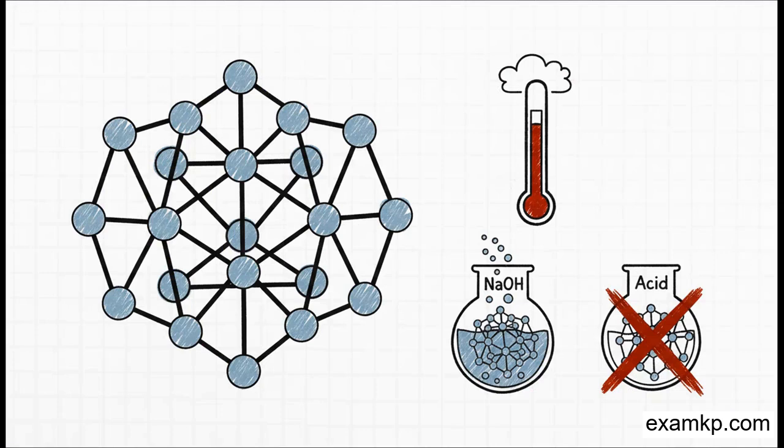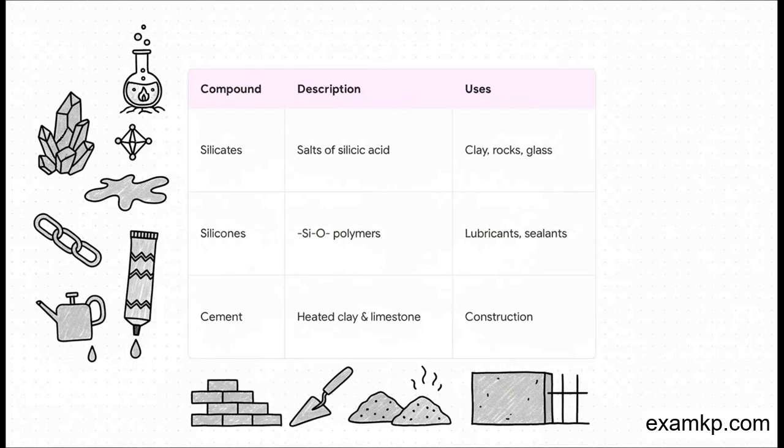Okay, quick tour of the rest of the family. We have silicates, that's the natural stuff, the building blocks of clay and most of the rocks you see. Then we have silicones. Now, these are man-made polymers used in things like bathroom sealants and lubricants. Please don't mix them up. And of course, there's cement, which is made by heating clay and limestone, and it's essential for all construction.